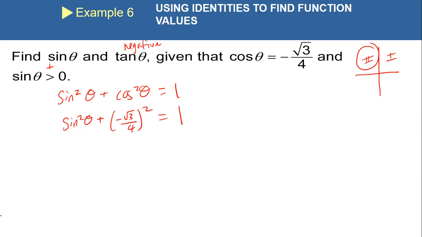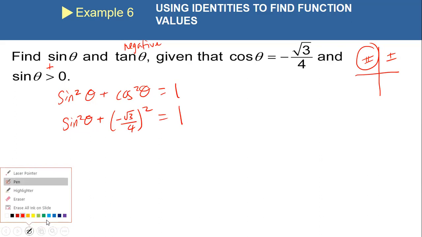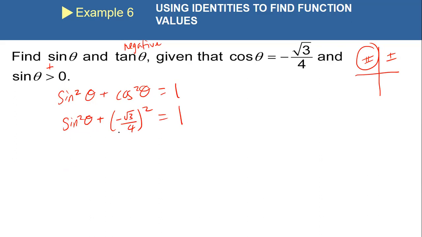Okay, so we're going to evaluate. We'll simplify this term right here. When I'm simplifying this term, I'm going to do it over here, or in my brain, I'm doing square root of 3 over 4 times negative square root of 3 over 4, right? Because it's squared means I have how many of them? 2 of them. A negative times a negative is a positive.